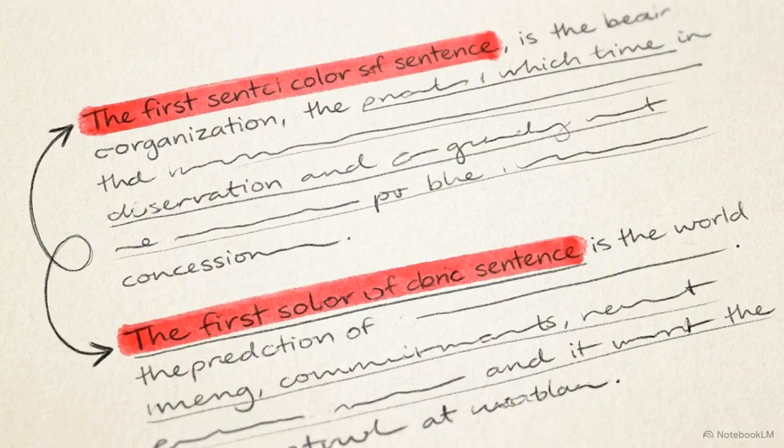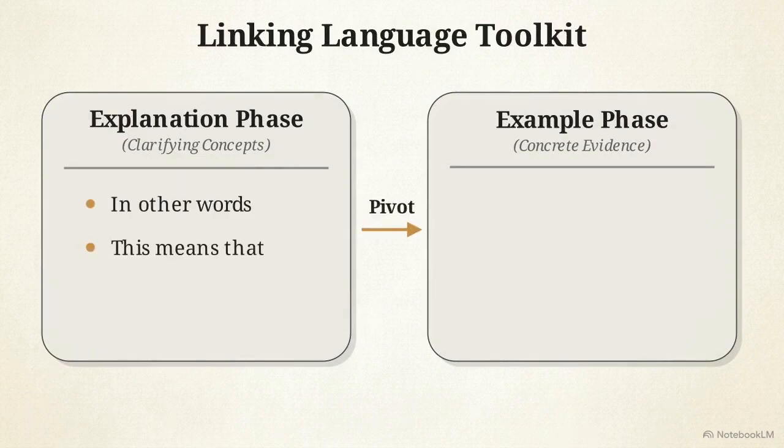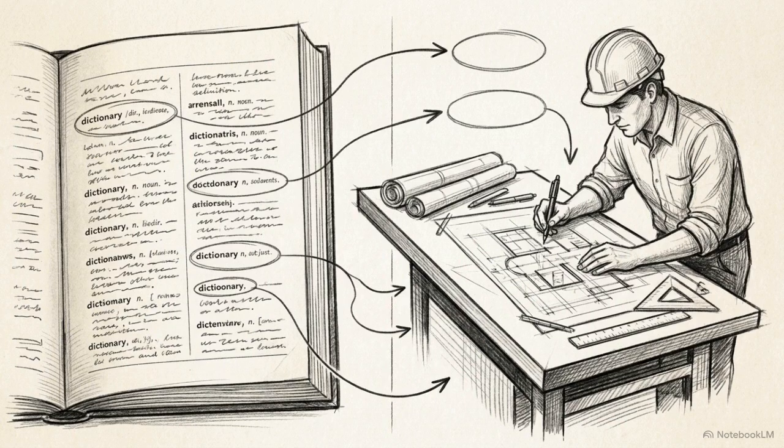To prevent yourself from accidentally repeating your definition over and over, you need linking language. This diagram shows two sets of vocabulary. Use phrases like "this means that" or "in other words" for your explanation, and pivot to "for example" when bringing in concrete evidence. A successful definition paragraph demonstrates how the concept operates in the real world by moving from a static definition into active application.